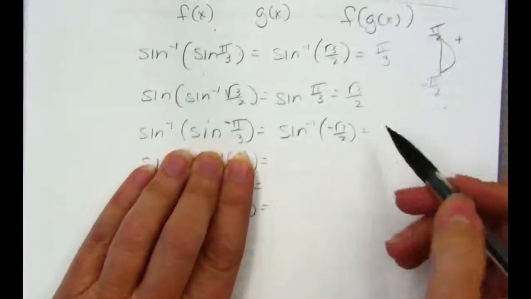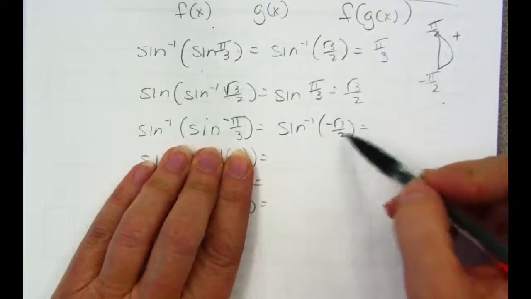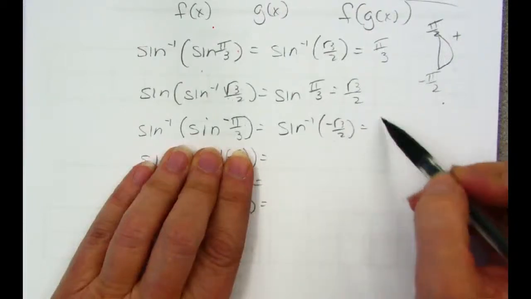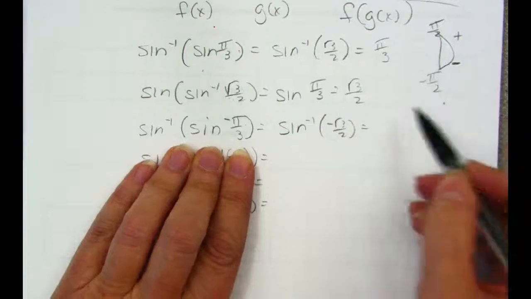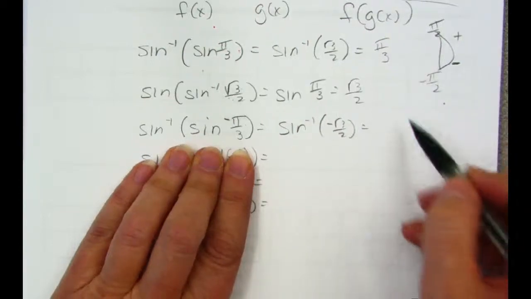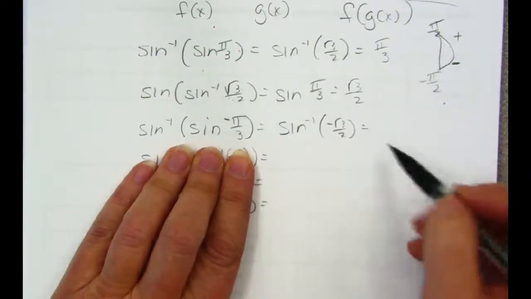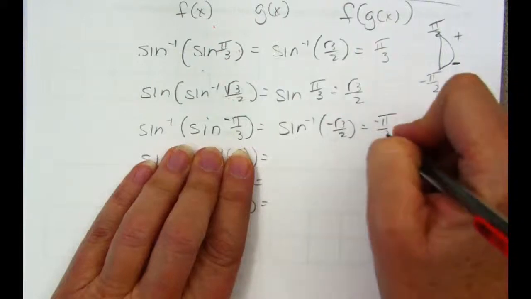So I'm still in sine. I'm still using this picture. The output, remember, because that's really the output. I'm used to seeing the angle here. The output's down here in quadrant 4, so I better have a quadrant 4 answer. What's my quadrant 4 answer? Negative pi over 3.